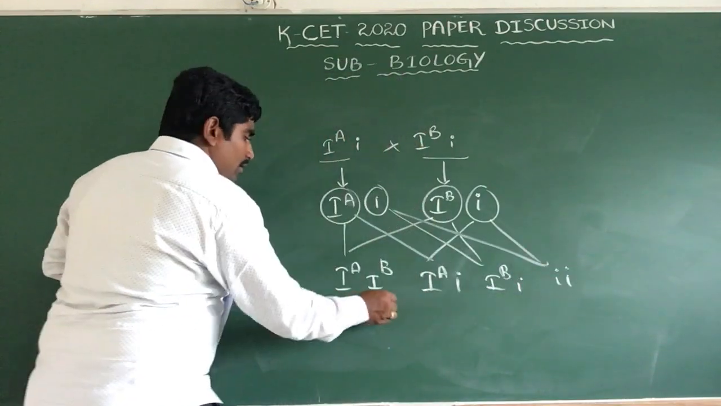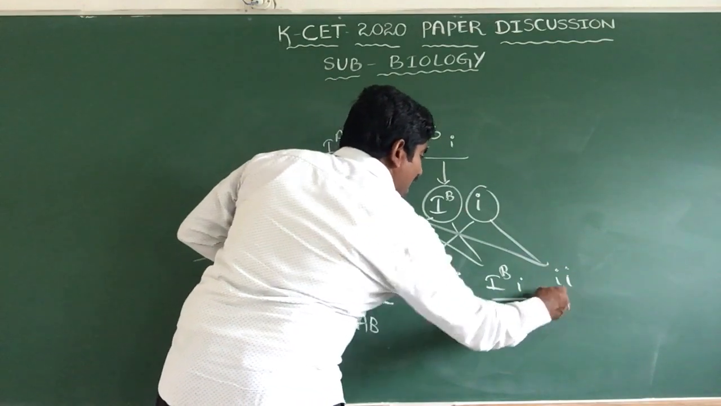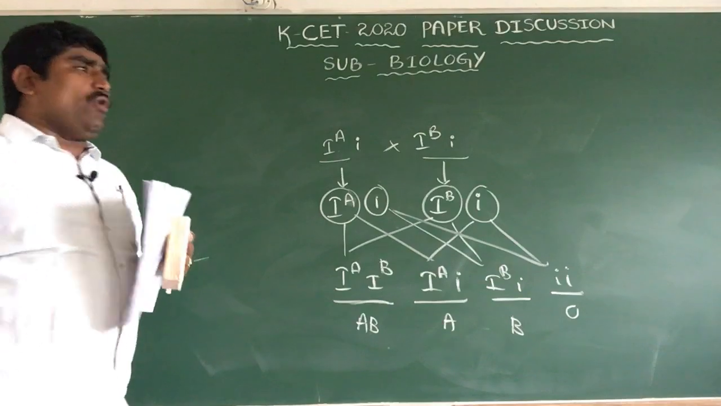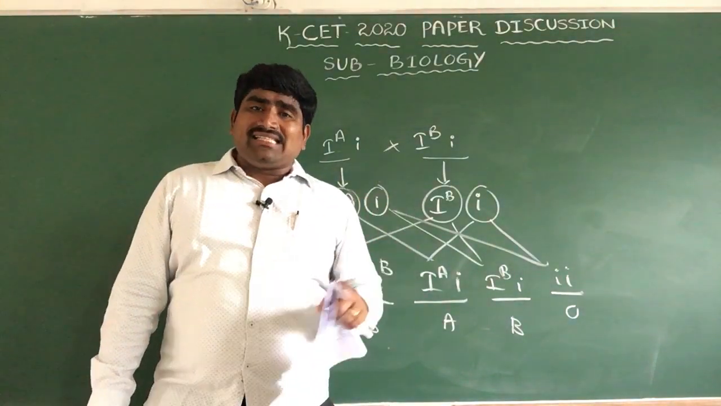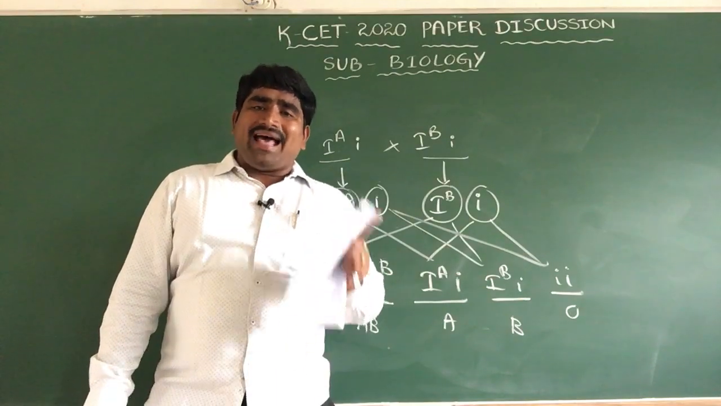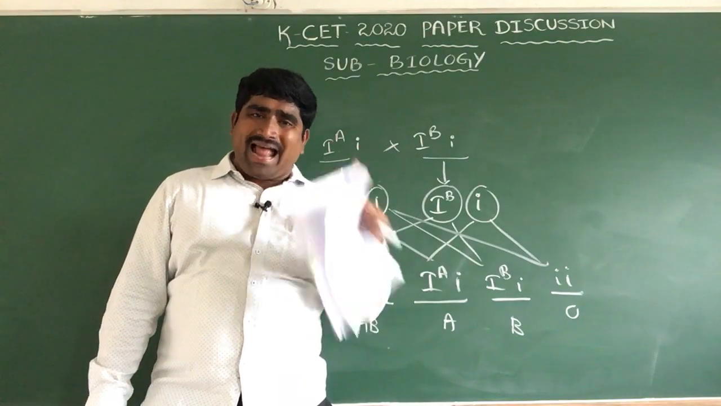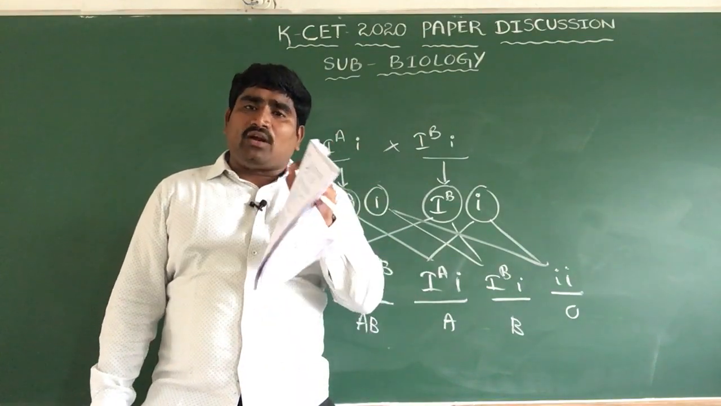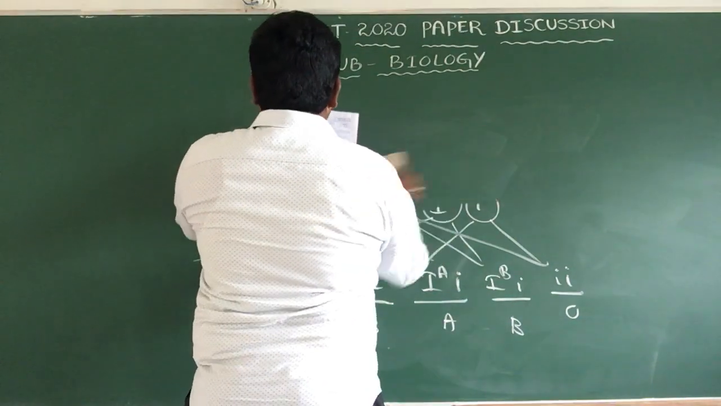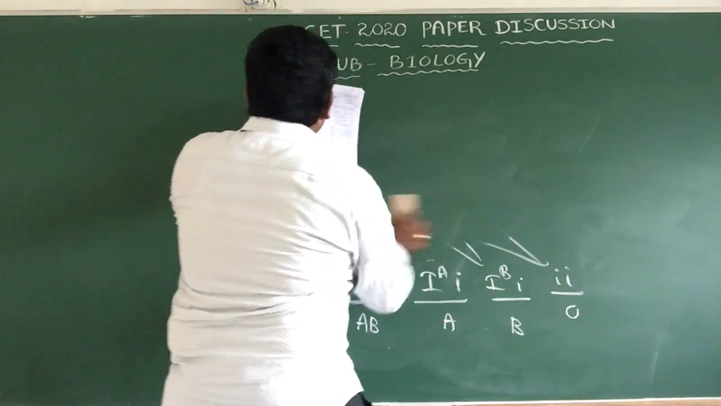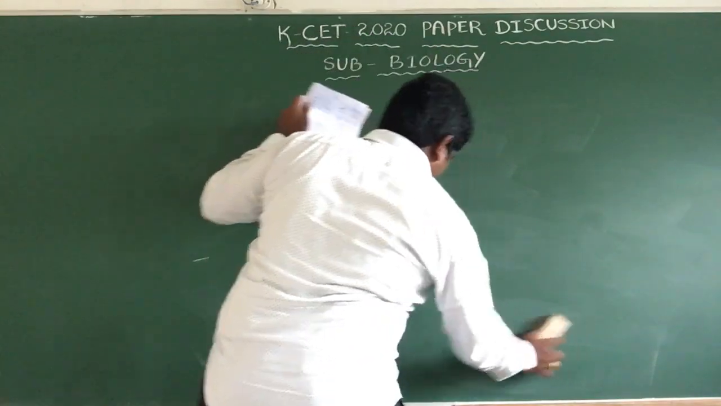So here AB blood group will come. This is A blood group, this is B blood group, and this is O blood group. So all 4 types of blood groups are possible when a heterozygous A blood grouped man marries a heterozygous B blood grouped woman. This is the answer. Next question is, in an organism, mutation in a single gene exhibits multiple phenotypes.